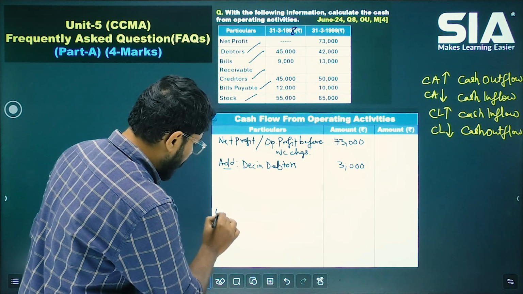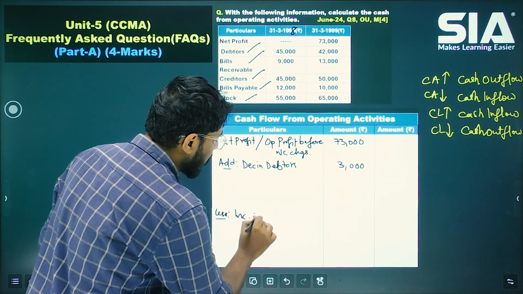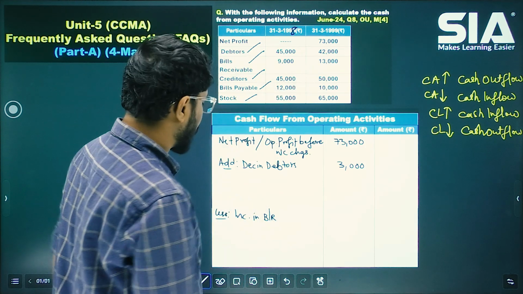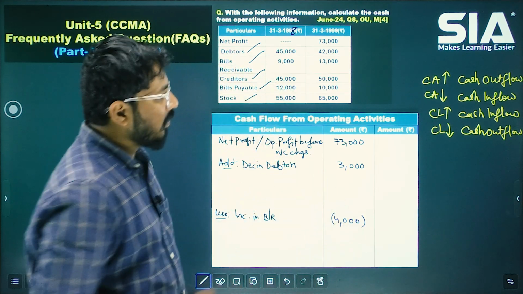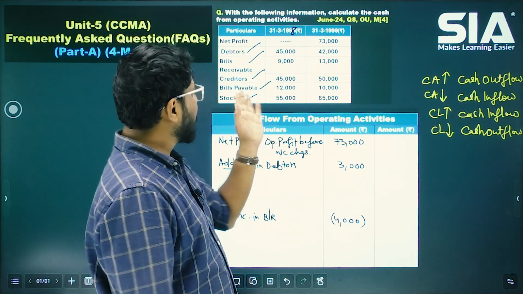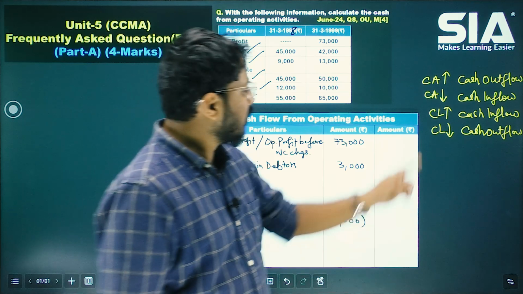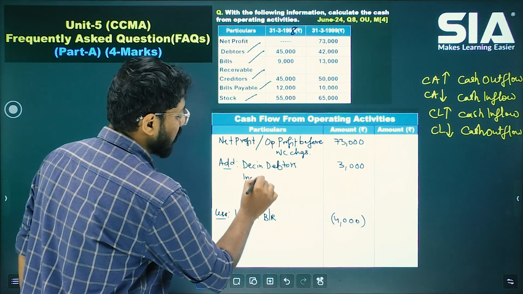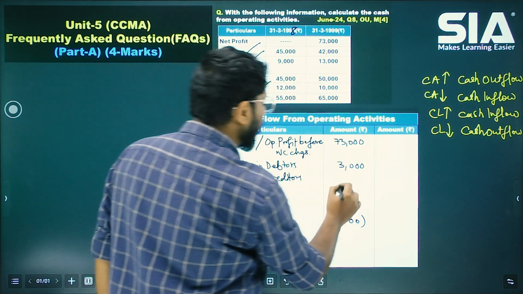Under the less section, leave some space and write: increase in bills receivable. How much is the increase? 4,000. 4,000 is an outflow. If it is an outflow, write it in minus. If it is an inflow, write it in positive. Next, creditors: last year is 45,000, current year is 50,000. The balance increased, current liabilities increased, so it is cash inflow. So increase in creditors is cash inflow. 5,000 cash came to us.